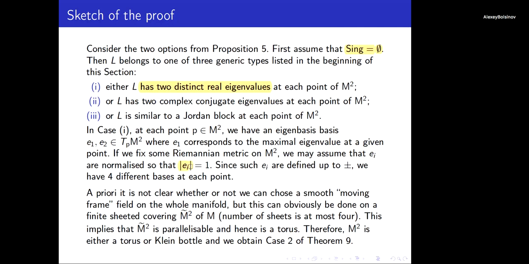This plus minus can be killed by taking a covering over this manifold, maybe a two-sheet covering, maybe a four-sheet covering. So I can achieve the result that at each point I will have two linearly independent eigenvectors. It means that after covering, my manifold will be parallelizable. But a two-dimensional parallelizable manifold is just a torus. It means that my manifold M2 can be covered by a torus, and M2 itself is either a torus or Klein bottle, and that is exactly my case number two in this theorem, right? Case number two.